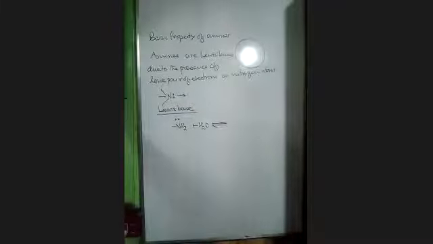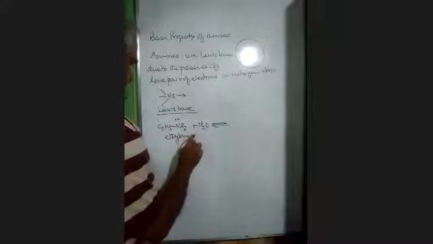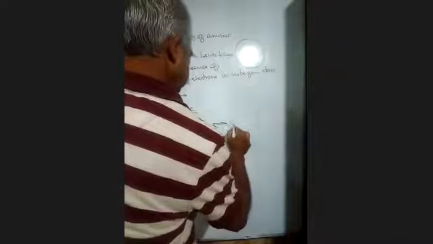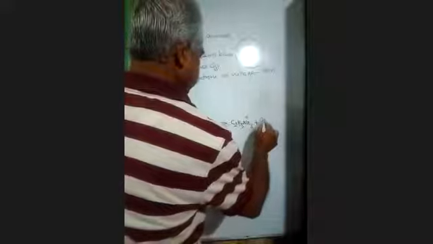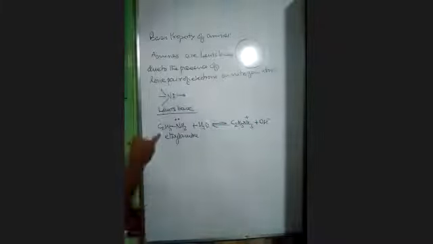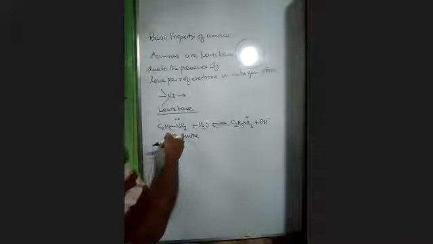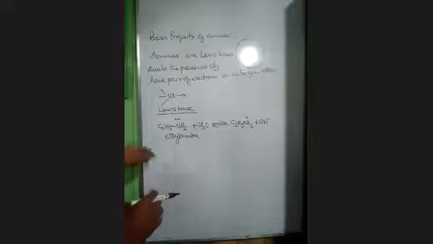Aqueous solution of ethylamine contains free hydroxyl ion, which turns red litmus blue. Then after that, write this equation.